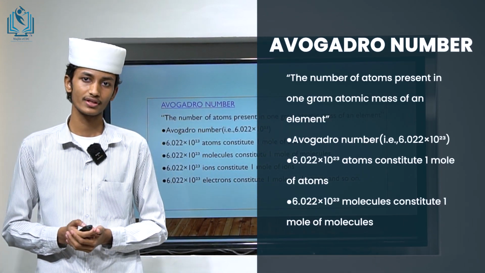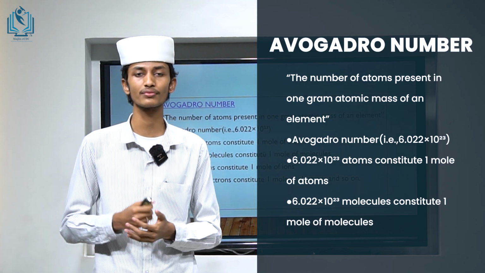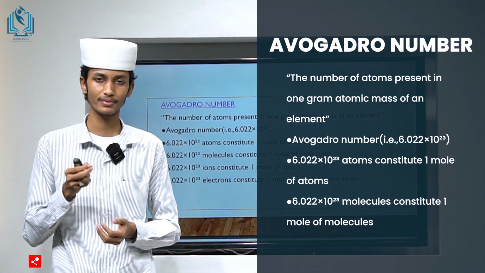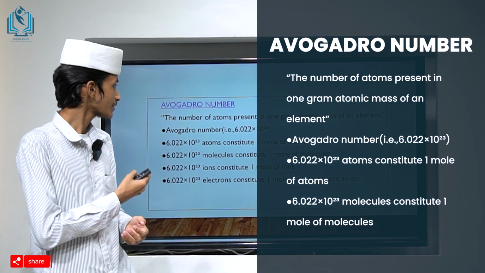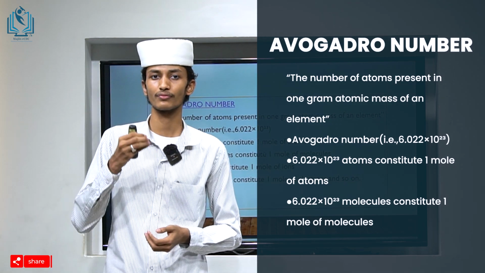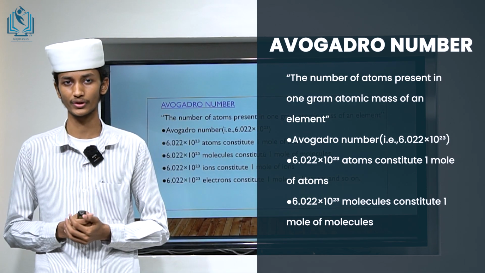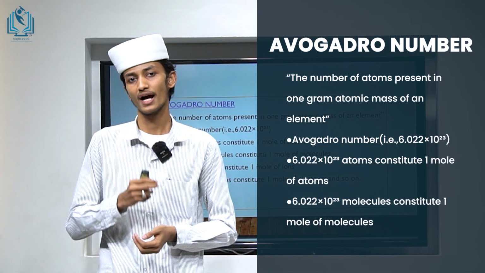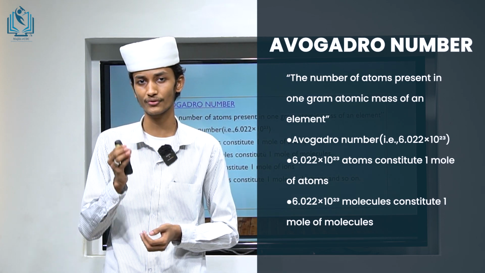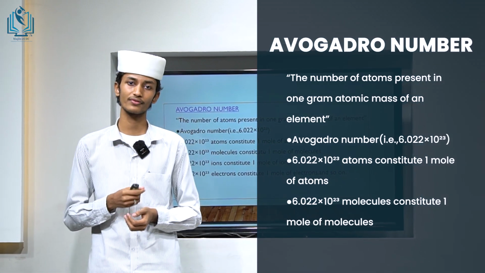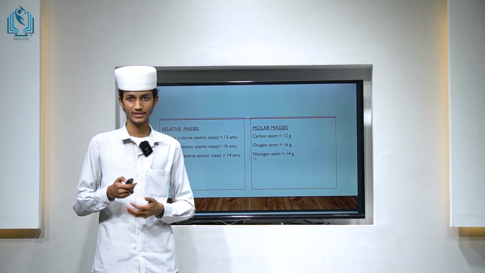Avogadro number means the number of atoms present in 1 GAM of any element. The Avogadro number of atoms constitutes 1 mole of atoms, the Avogadro number of molecules constitutes 1 mole of molecules, the Avogadro number of ions constitutes 1 mole of ions, and the Avogadro number of electrons constitutes 1 mole of electrons. Okay, let's enter the topic of molar masses and relative masses.